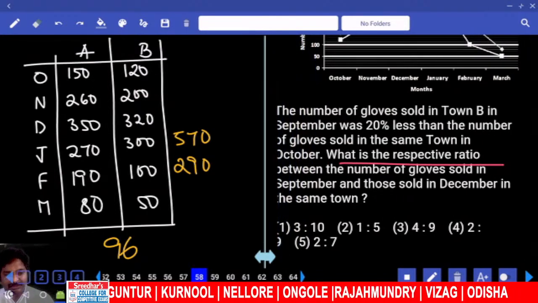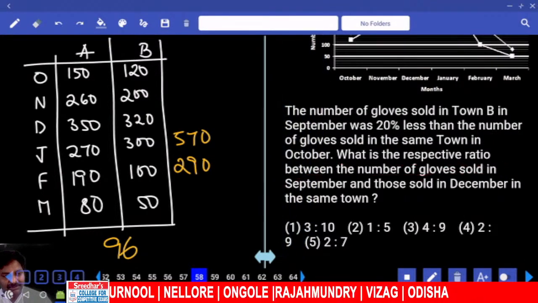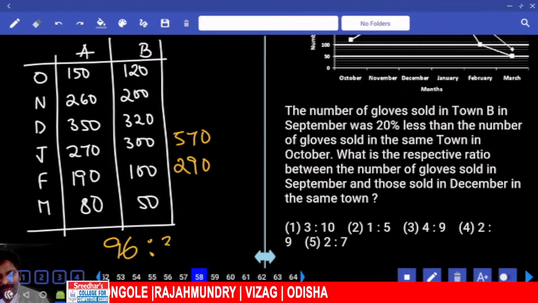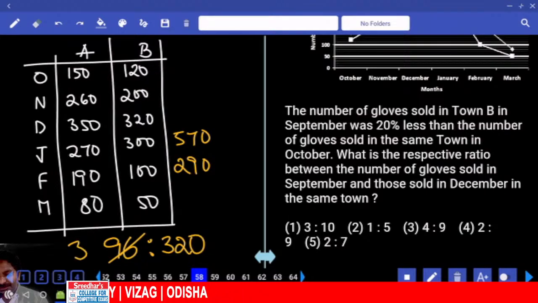What is the respective ratio between number of gloves sold in September and December in same town? December in same town, 320, 32, 3 times 32, 10 times, 3 is to 2.